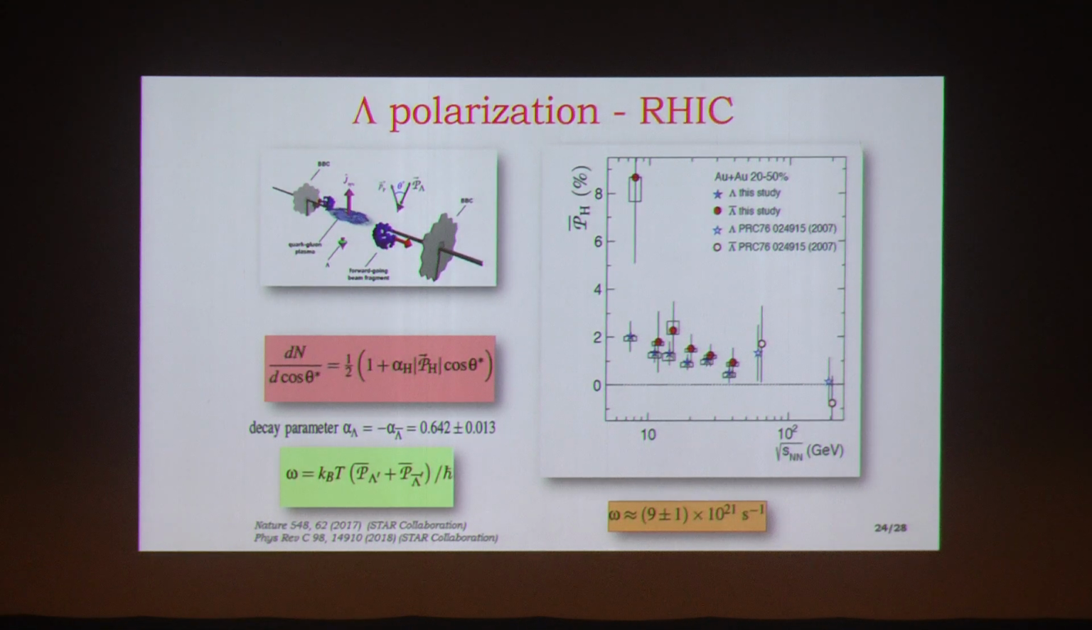There is finite polarization measured for lambdas at lower collision energy. Invoking a particular model, if we convert the entire polarization measured to vorticity, that's a caveat or an assumption. Using this expression and putting typical values of temperature, the vorticity would be of the order of 10 to the power 21 per second, rotations per second.